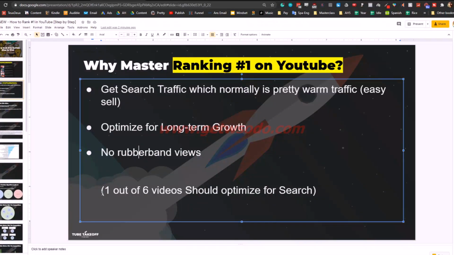Now, for me, I try to optimize 1 out of 6 videos for search, because I usually want YouTube to suggest and recommend my content the most, but I also want those YouTube search keywords so I can get ranked and stay on the top of some pages for a long time, especially if I'm selling an affiliate product that I want to have for the long term. I should heavily focus on search to make sure that it stays there for a long time. I hope you understand that.